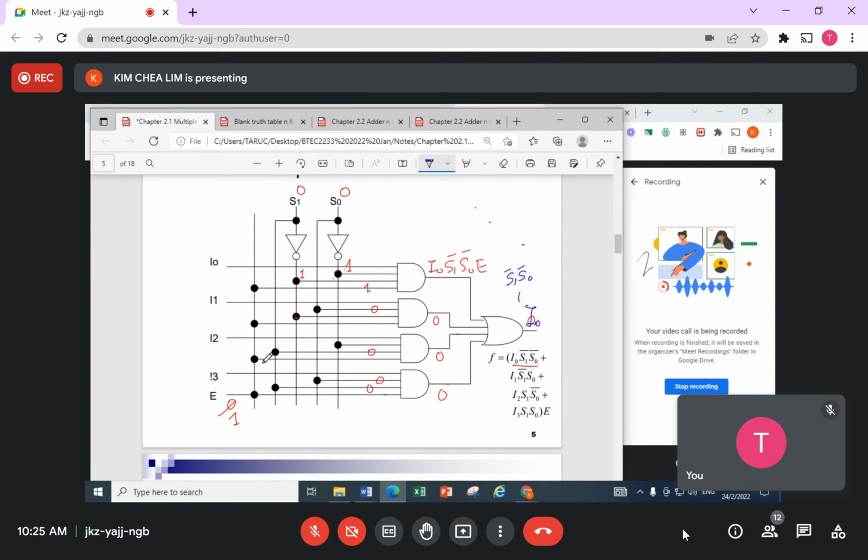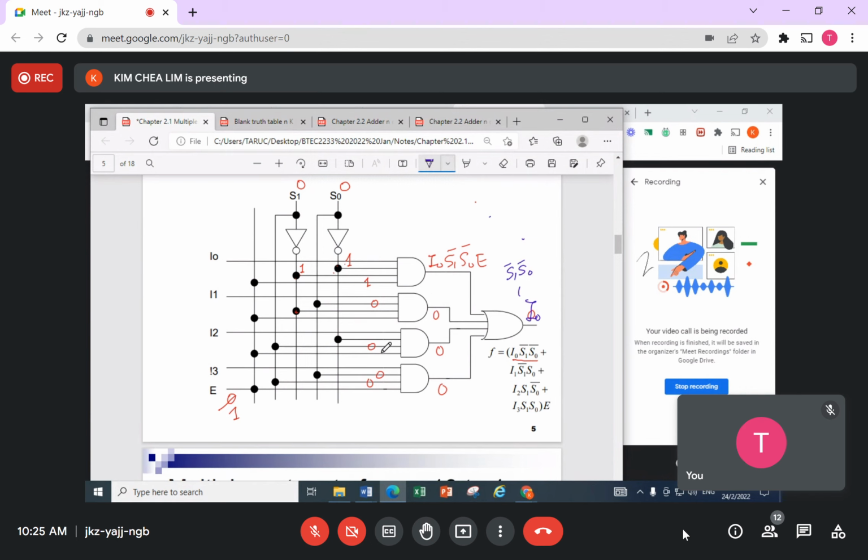So this is the internal structure of it. Don't need to remember this structure. What you need to remember is the equation, because based on this equation, I can draw this circuit. All right, next.